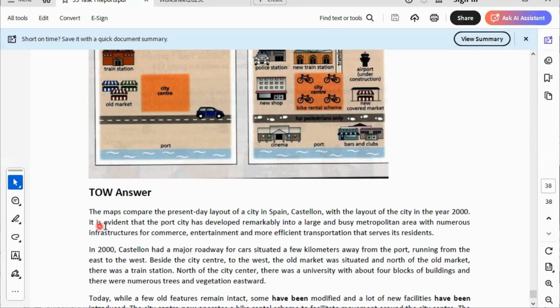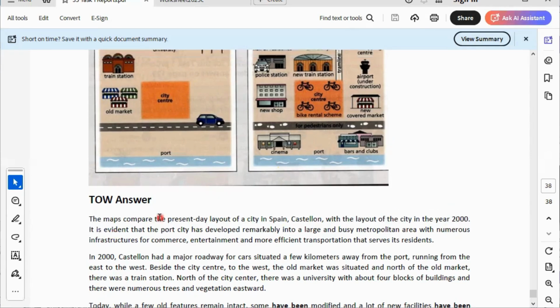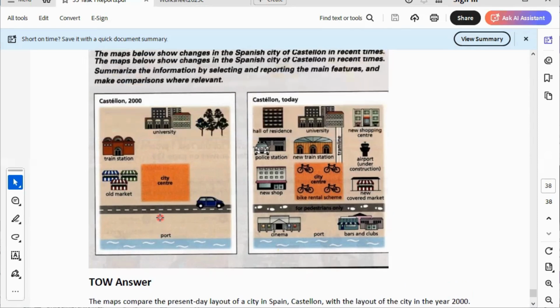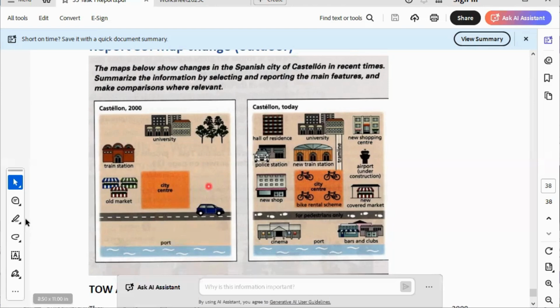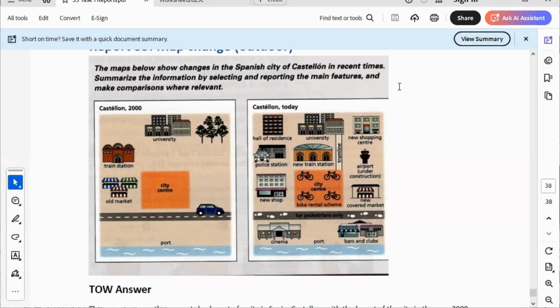Now, it is evident. So this second part I'm reading now is the overview. So in writing your overview for a map report, what you have to do is just highlight the major changes that took place. Okay? Highlight the major changes that took place. Let me tell you the changes that you need to look for. When writing your map reports, what are the changes to look for?